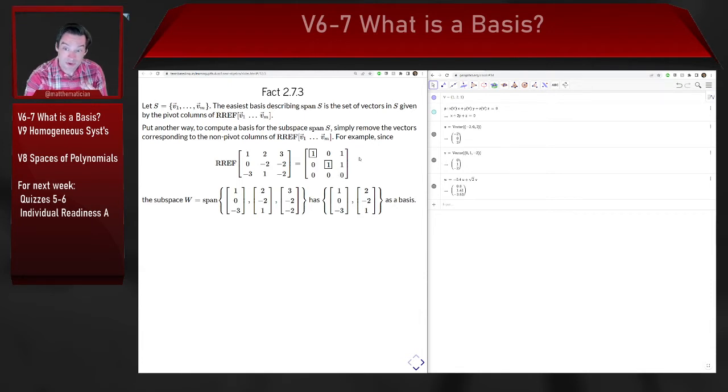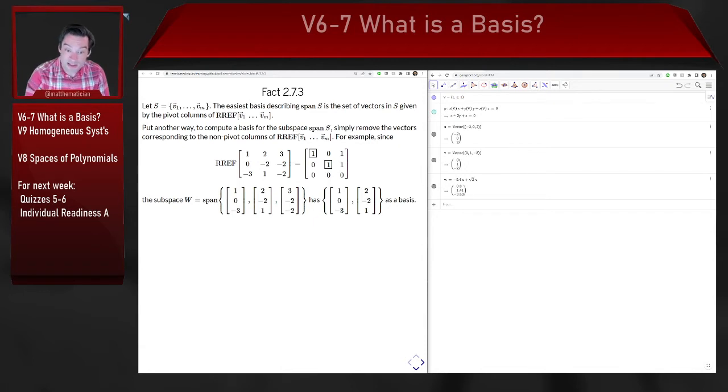But if I were to take that column that doesn't have a pivot and just throw it away, it's not going to change what happens to the first two columns in the process of finding the reduced row echelon form. And so if I throw away the original third column, it's also going to throw away exactly the third column of my reduced row echelon form. But if I do that, then every column that remains has a pivot, and I have a linearly independent set.